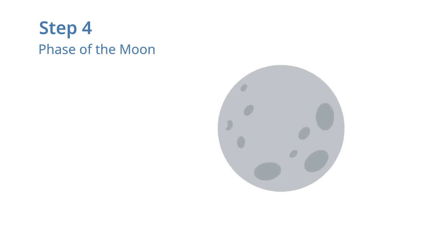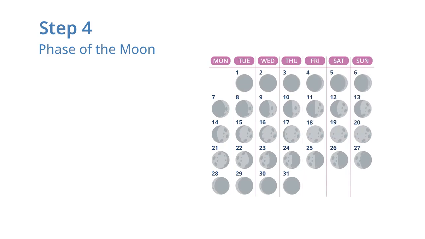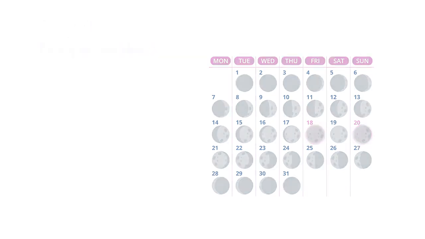Step 4. Phase of the moon. In this step, we will determine the phase of the moon that will occur on the day of the equinox. Let us check the lunar calendar. For New York, you can calculate the moon phase on March 20th. Since it is a full moon on March 18th, we can safely assume that the 20th is still a full moon. The moon will be here at this point in time.